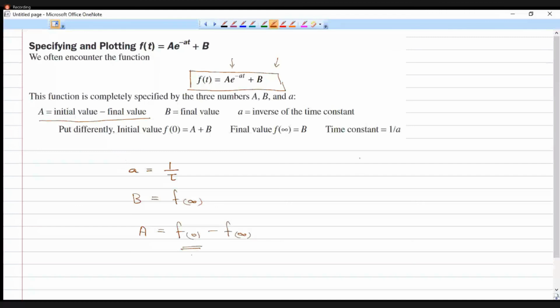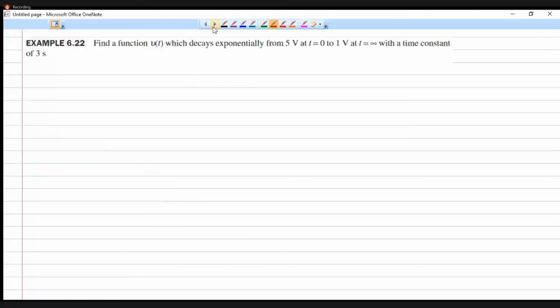If you want to graph this exponential, then you need to know where the graph is going to start. So you need to know f of 0. If you are given the function, you can find f of 0 is equal to a plus f of infinity. That is, to whatever constant is attached to e power minus at, you have to add the final value, and you can find the initial value. This will be understood if you see one example.